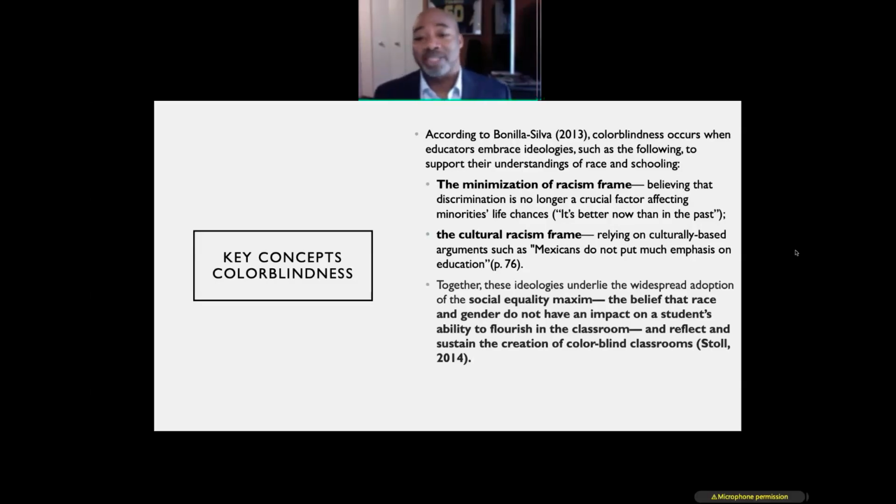Also the cultural racism frame. So relying on culturally based arguments, such as, well, the reason why Black students or Mexican students, it's cultural. They don't put that much emphasis on education in those cultures. This kind of thinking can be understood as the social equality maxim, which is ultimately a broad belief that gender, race, and any of these things don't have an impact on any of our students' ability to flourish in our classrooms or on our campuses. This really gets at the crux of what color blindness is.